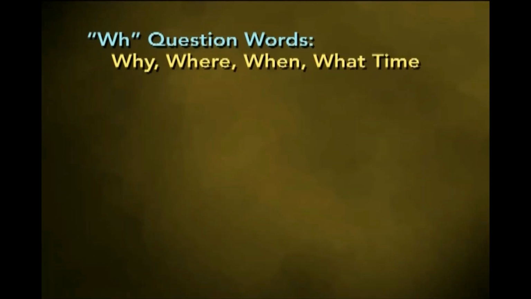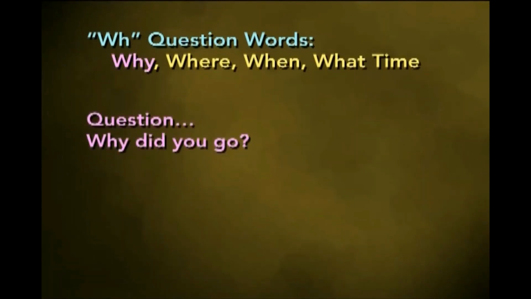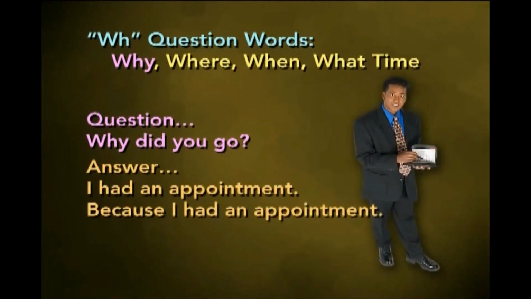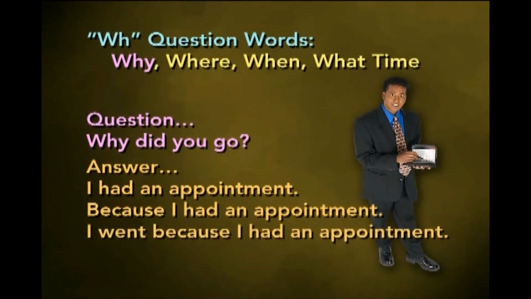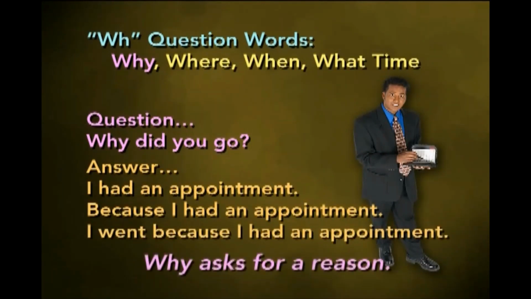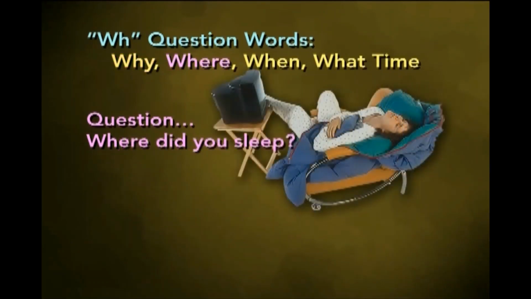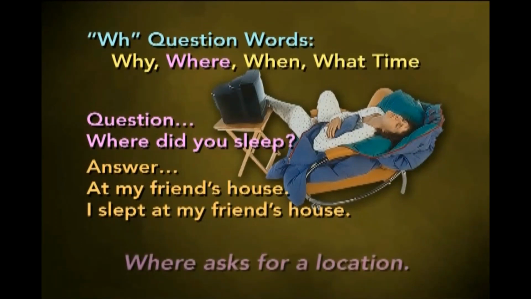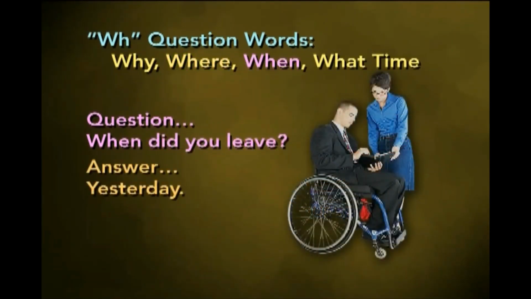So the questions, why did you go? Answers: I had an appointment, or because I had an appointment, or I went because I had an appointment. Why asks for reasons. Where did you sleep? At my friend's house, or I slept at my friend's house. Where for location. When did you leave? Yesterday, or I left yesterday.